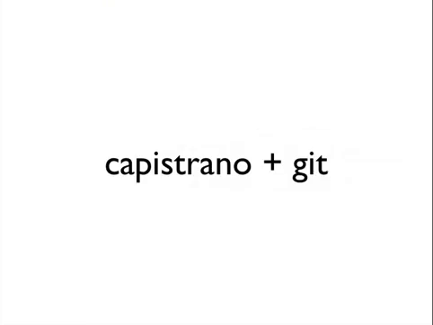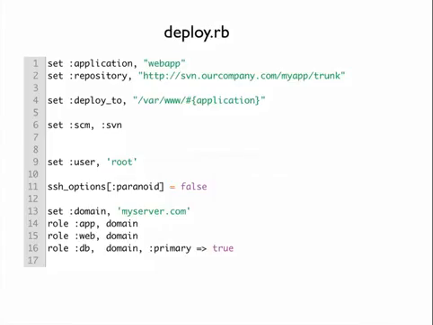We're at the end of the talk. You can use Capistrano to deploy projects that are stored in Git very easily. There are only two main places, really, generally, that you have Subversion embedded in your deploy.rb file.